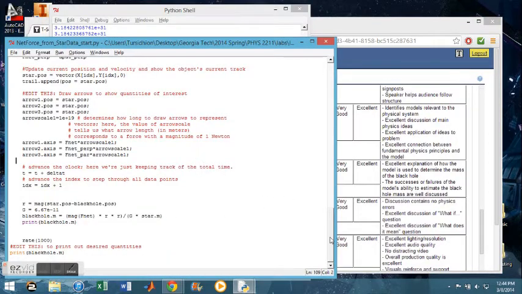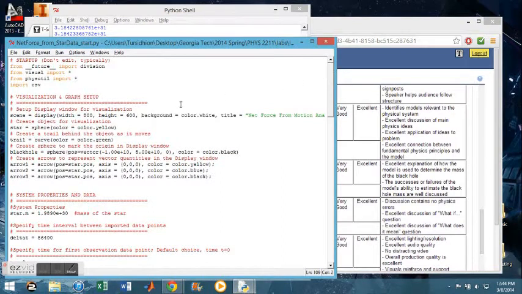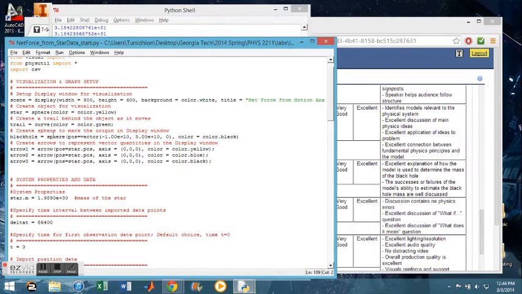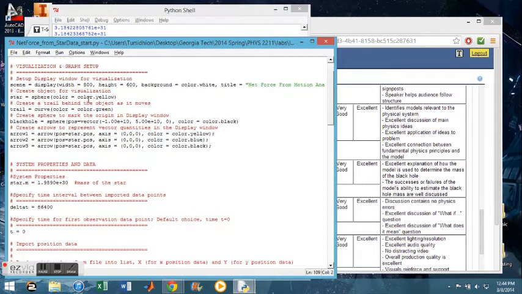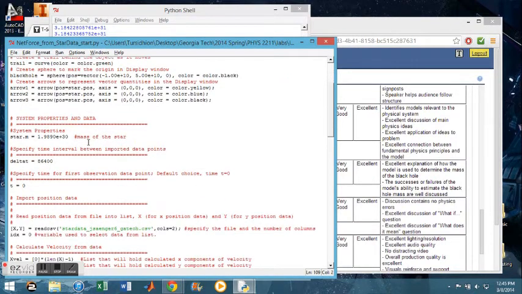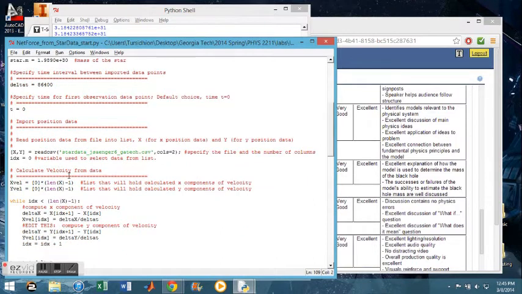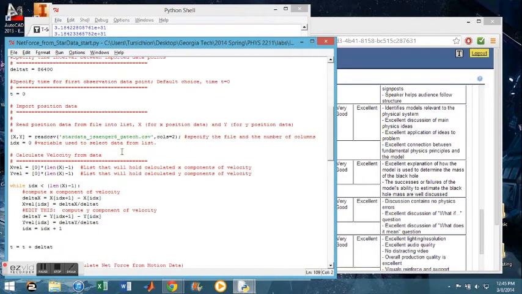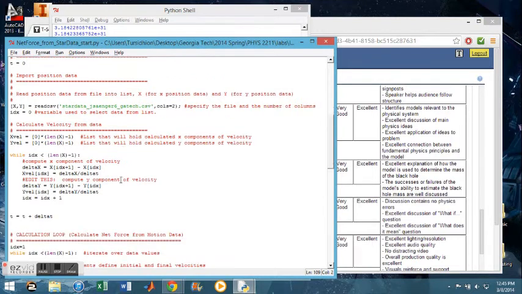I will now explain the Python model that I used to calculate the black hole's mass. I started off by inputting the black hole's position and the star's mass given to us, which is 1.989 times 10 to the 30th. We also inputted delta t, which is 86400 seconds. We then used the star motion data file that we were given to gather motion data.